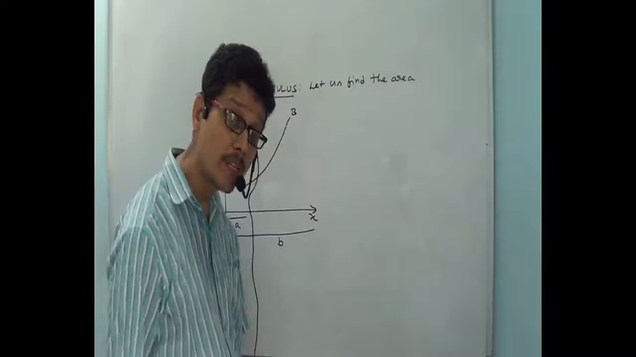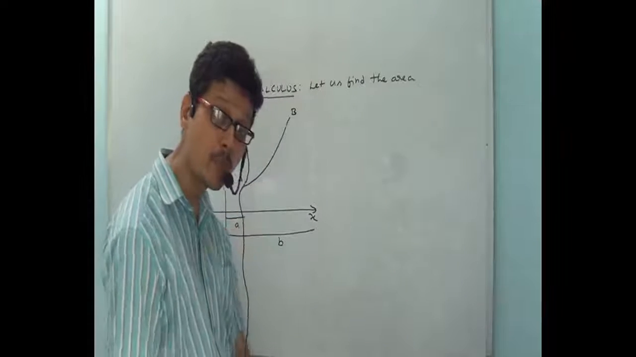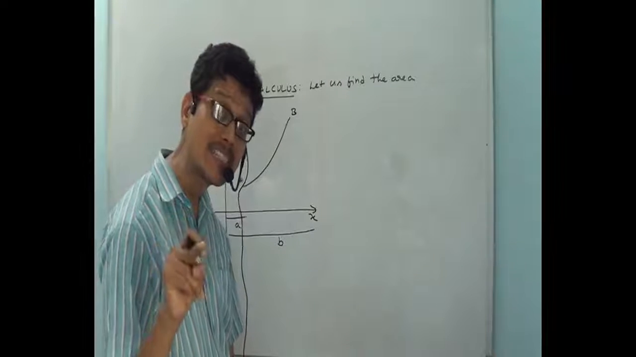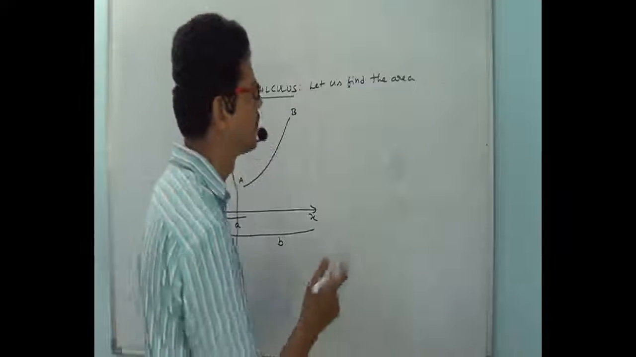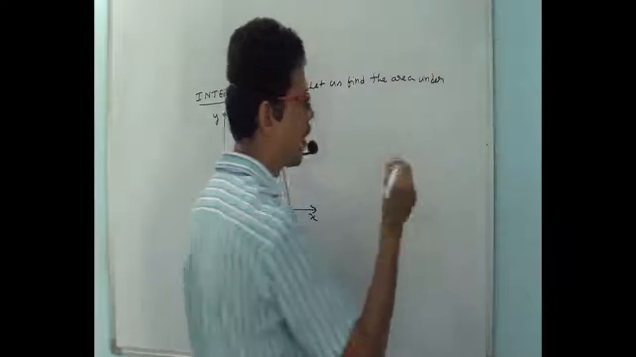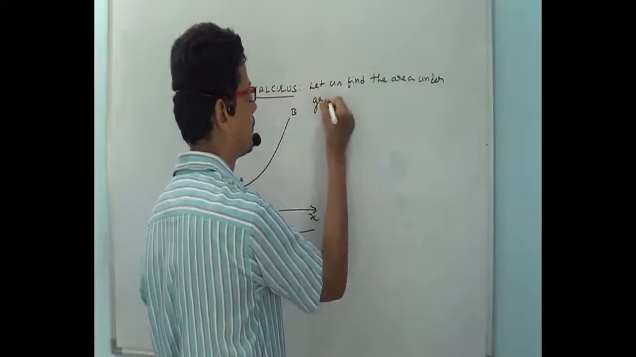And what about dy by dx? dy by dx means slope. We are finding the slope of the graph at that point. Derivative means slope. Integration means area. We are finding area. Let us find the area under the graph. Let us see how we can attain that area under the graph.